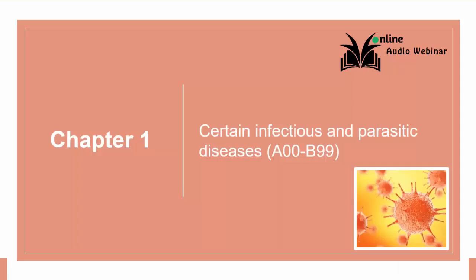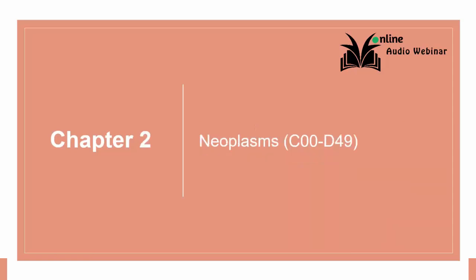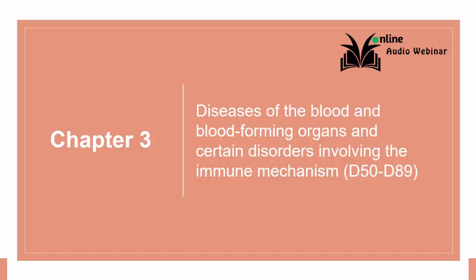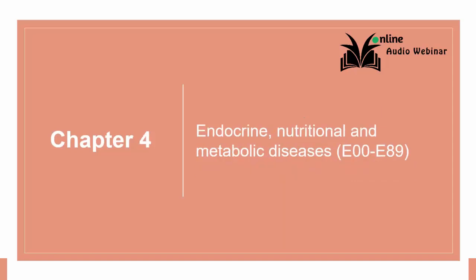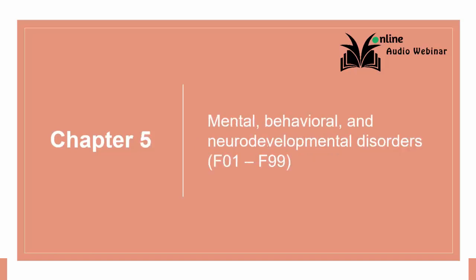So now we'll get into chapter 1, which is A00 to B99, and that's certain infectious and parasitic diseases. Chapter 2 is neoplasms, C00 to D49. Chapter 3. Diseases of the blood and blood-forming organs and certain disorders involving the immune mechanism, D50 to D89. Chapter 4, so endocrine, nutritional, and metabolic diseases, E00 to E89. Okay, Chapter 5 is the F01 to F99. Mental, behavioral, and neurodevelopmental disorders.